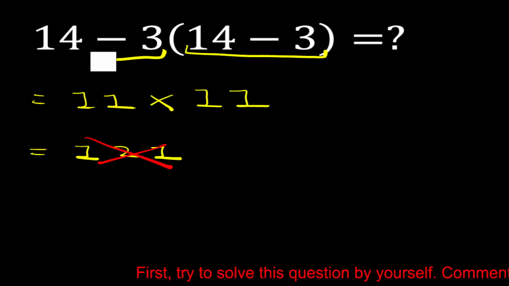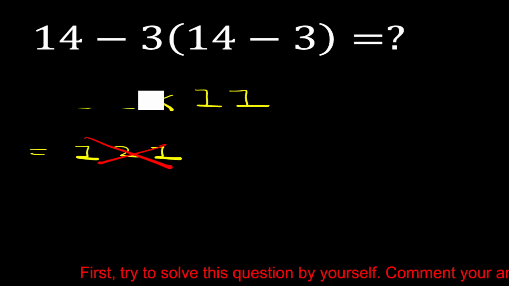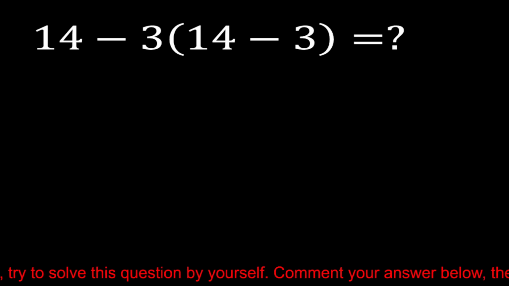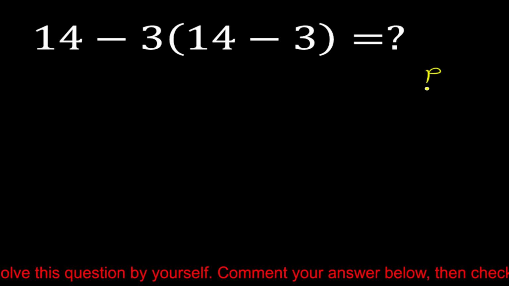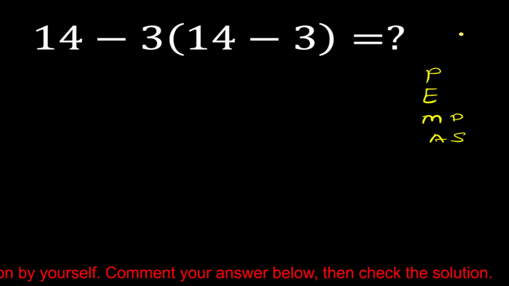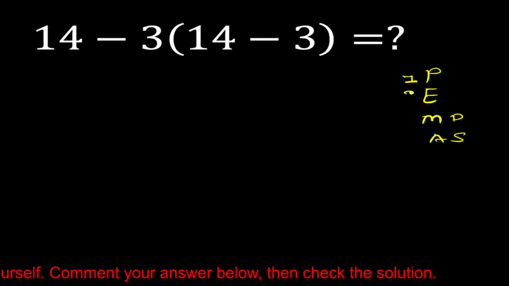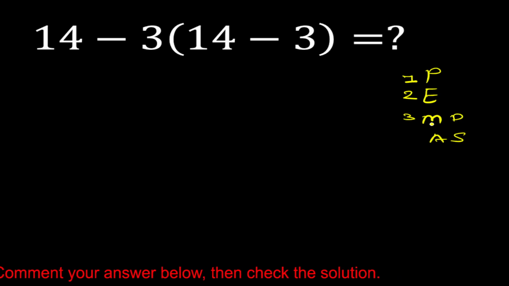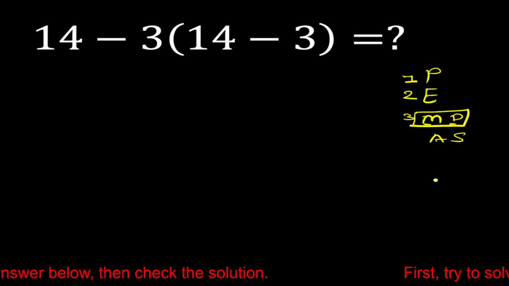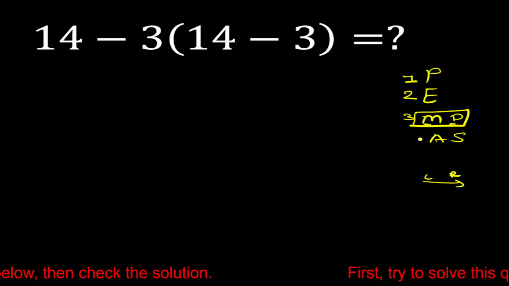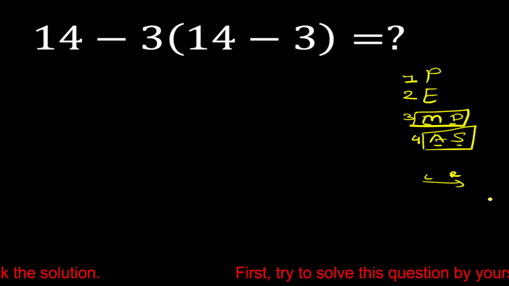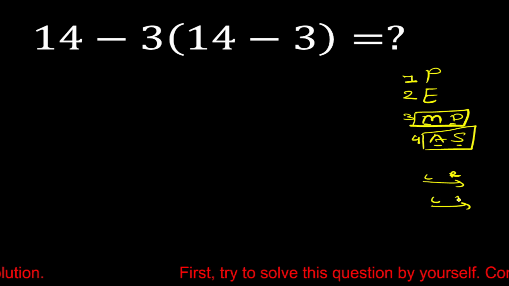So now let's solve this problem correctly by using a PEMDAS rule. Okay? PEMDAS. According to PEMDAS, first priority is parenthesis, then second priority is exponents, third priority is multiplication and division. Here multiplication and division both have equal priority, so we have to solve it from left to right. Then fourth and last priority is addition and subtraction. Also addition and subtraction both have equal priority, so we have to solve it from left to right.